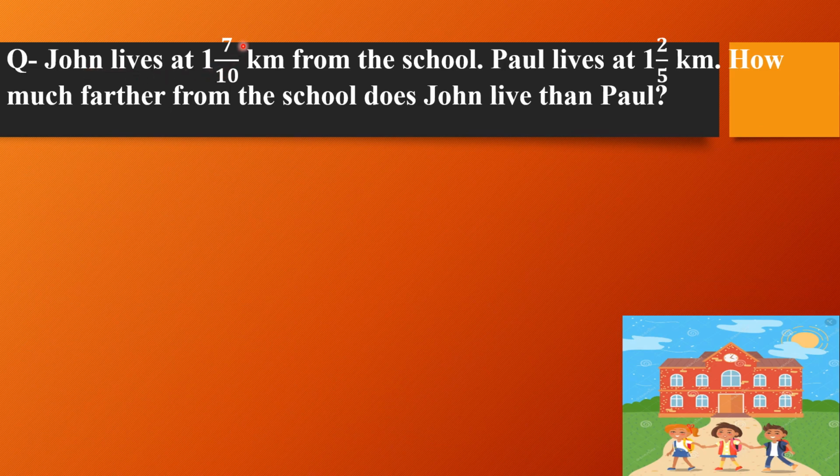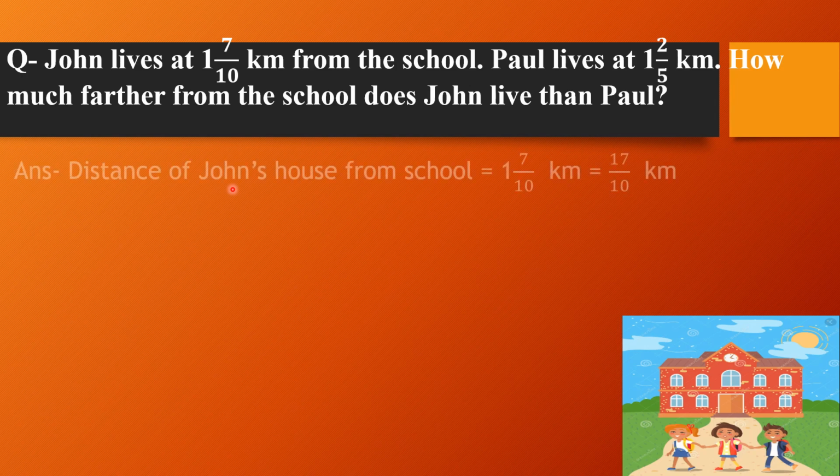John lives 1 and 7 by 10 kilometer from the school. Paul lives 1 and 2 by 5 kilometer from the school. How much farther from the school does John live than Paul? So here, understand that word problem. First, the distance of John's house from school equals 1 and 7 by 10 kilometer. Here 1 and 7 by 10 is in the form of a mixed number, so we will convert that into an improper fraction. 10 ones are 10 plus 7 equals 17 by 10 kilometer.